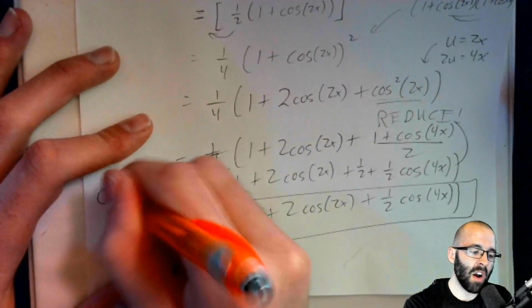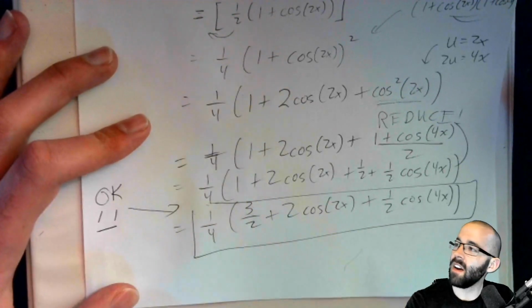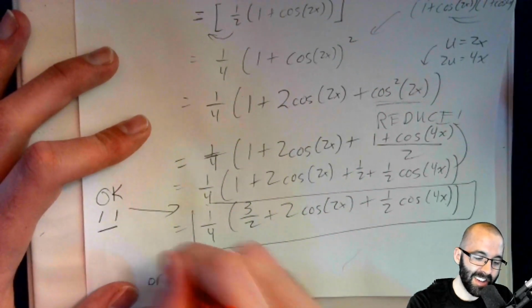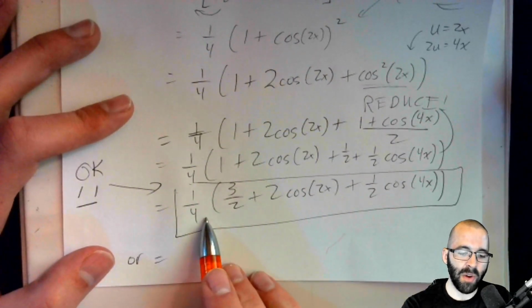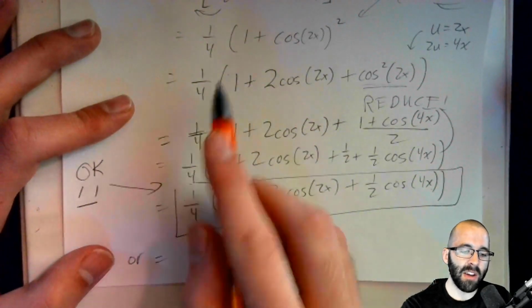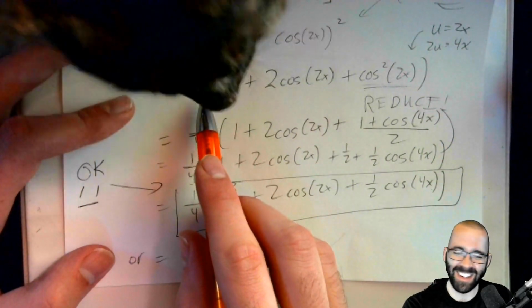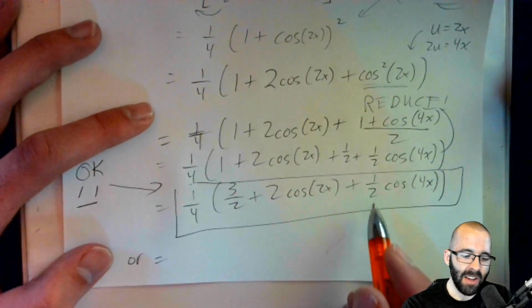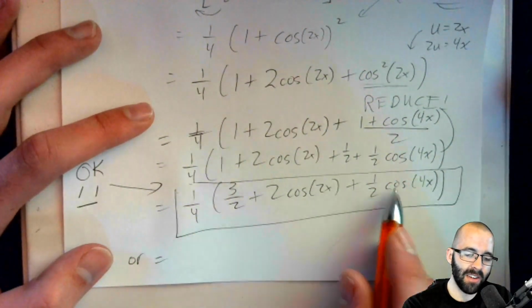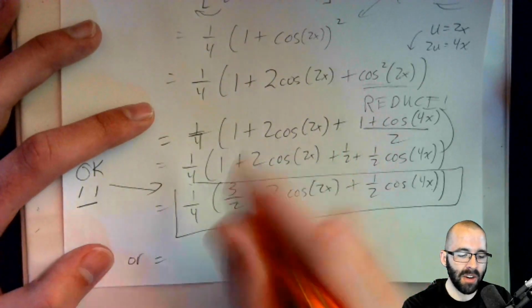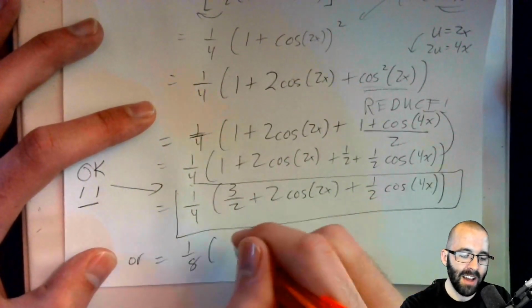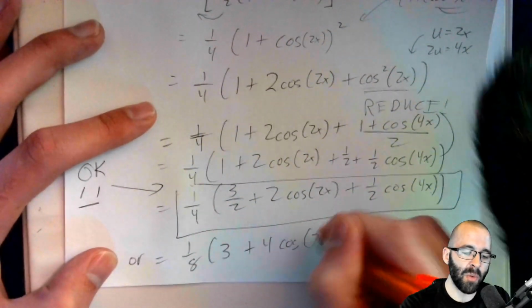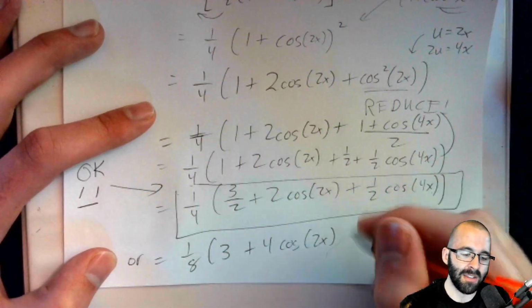If you want an even better answer though, it doesn't make sense to have a 1/4 out in front. The reason why it made sense to have a 1/4 out in front here is because we factored out all the fractions. We have fractions on the inside anyway. Either factor out another 1/2 or distribute the 1/4. We're going to factor out another 1/2. So we're going to get 1/8 times, this is now going to become 3 plus 4 cosine of 2x. Remember, when you factor out a 1/2, that's like multiplying the inside by 2.